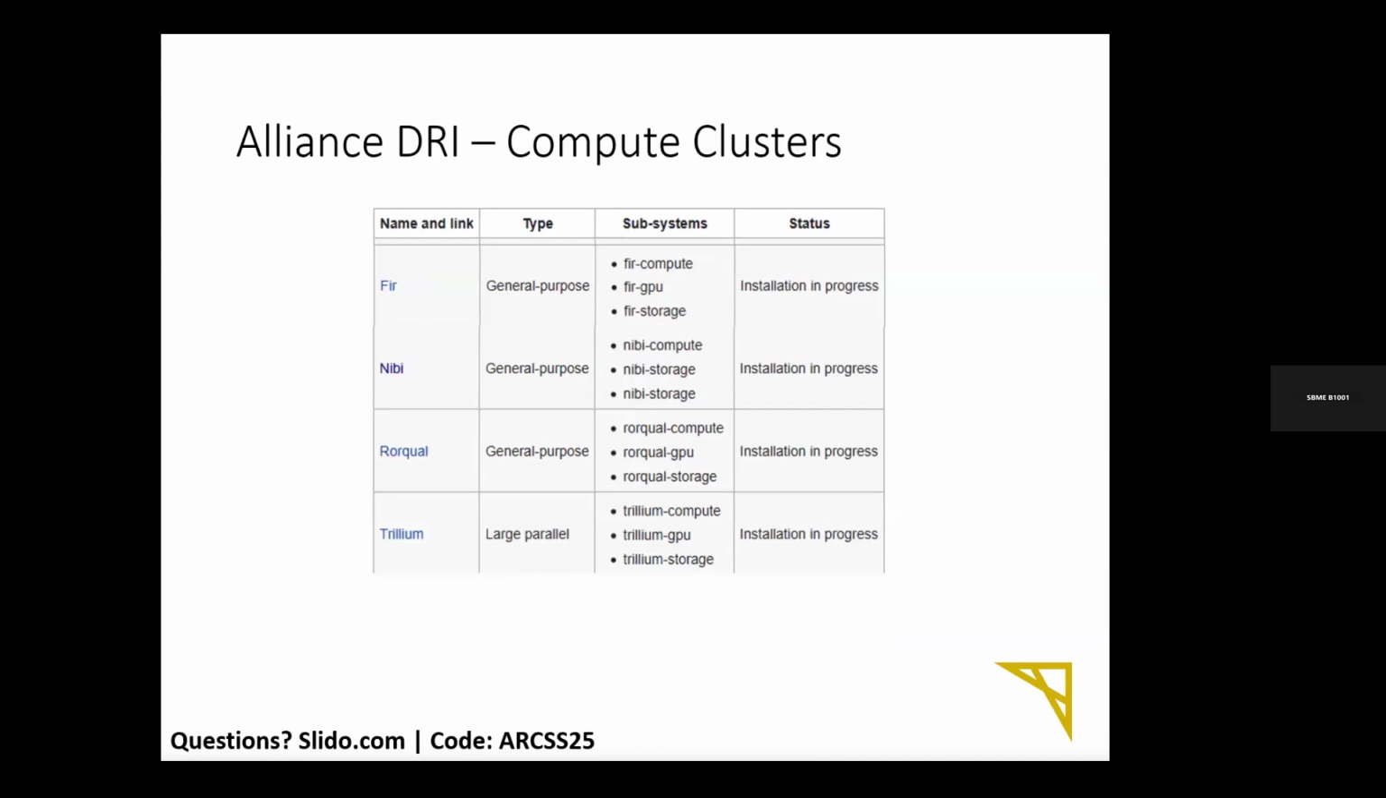And these are some of the new ones. So those are the existing systems, but these are the systems that are currently being installed. FIR, that's the replacement for Cedar. NIBI is the replacement for Graham. And Rorqual is the replacement for Beluga. And Trillium is the replacement for Niagara. But similar type of mindset: one is a large parallel system for parallel jobs or embarrassingly parallel problems. The other one is for just general purpose compute.